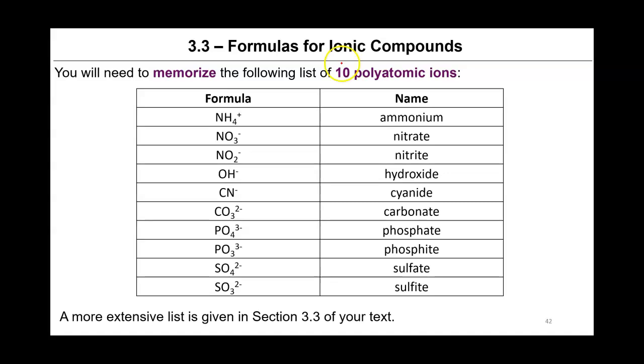Now, you guys will need to memorize this list of 10 polyatomic ions. And so you should know the formulas, including the correct charges, as well as the names with the correct spelling. Sometimes you need more than these 10, and if you need more than what's provided here, then you can just look those up in section 3.3 of your text.